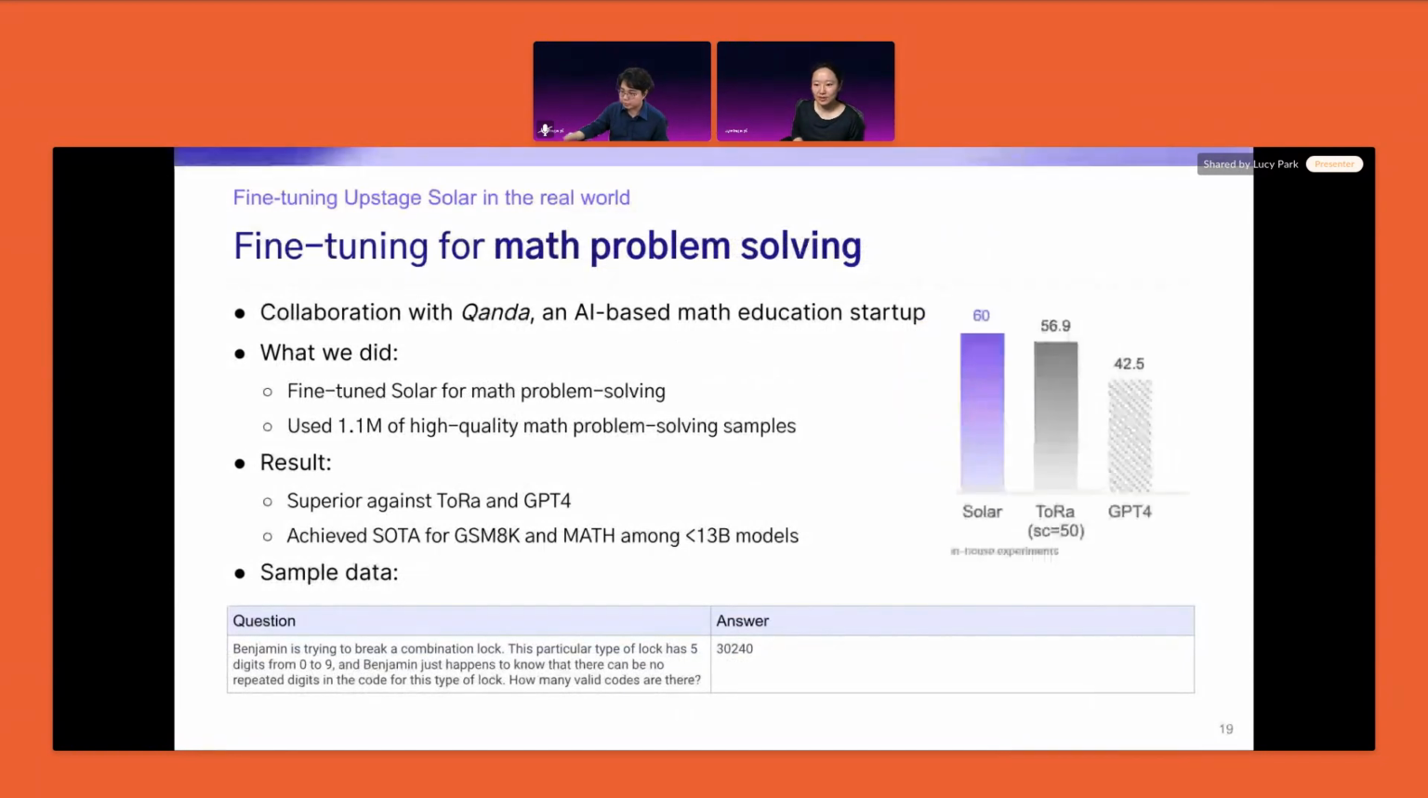The second example is about problem solving. LLMs are very good at problem solving, but not always good at numbers. So math problem solving is particularly difficult. In collaboration with Quanda, an AI-based math education startup, we also fine-tuned Solar for math problem solving using approximately 1 million high-quality samples. And after fine-tuning, Solar showed better performance against Microsoft ToRA and GPT-4 and achieved state-of-the-art performance for GSM8K and MATH among models under 13 billion parameters.